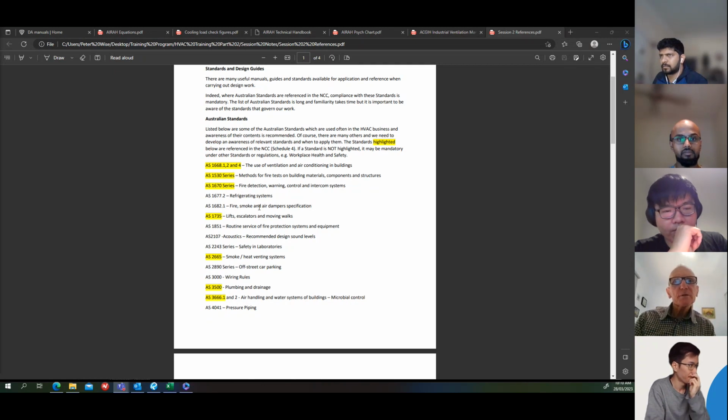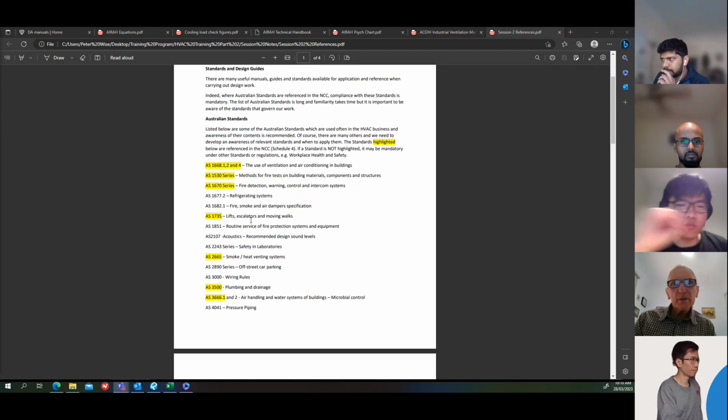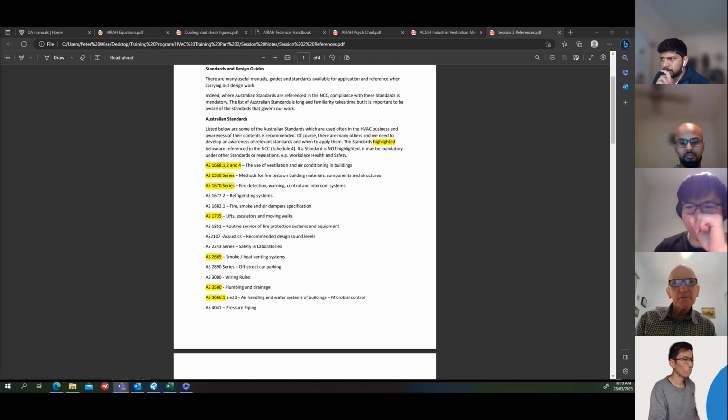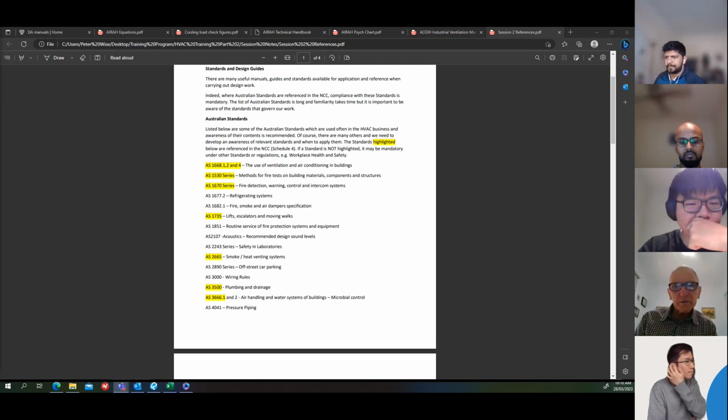AS 1682, fire and smoke dampers. AS 1735, lifts, escalators and moving walks. Not really relevant to what we do. However, in that standard, there is a clause on lift motor rooms, and occasionally you'll be required to either air condition or ventilate a lift motor room. I don't know whether you've done that as yet, but it will come up on a project. And AS 1735 tells you what you have to achieve with your system. So I'll leave it at that.